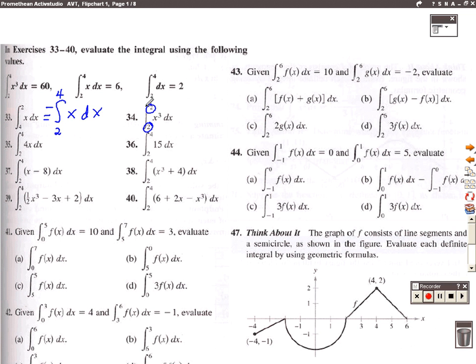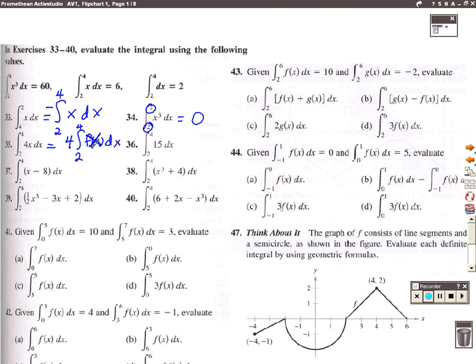In number 34, we're collecting area from 2 to 2, so we're not making any movement at all. So we know that we collect no area, and the answer would be 0. In number 35, the property that we're looking at there, the 4 coefficient can be pulled out front, and so we have 4 multiplied by the integral from 2 to 4 of x dx, and that integral is 6, and 6 times 4 is 24.